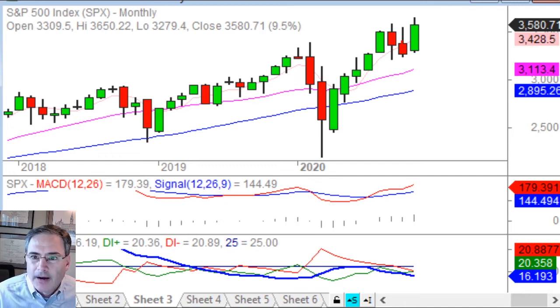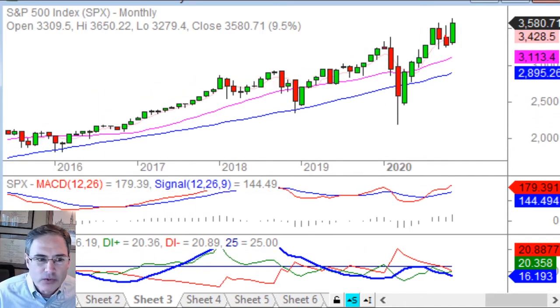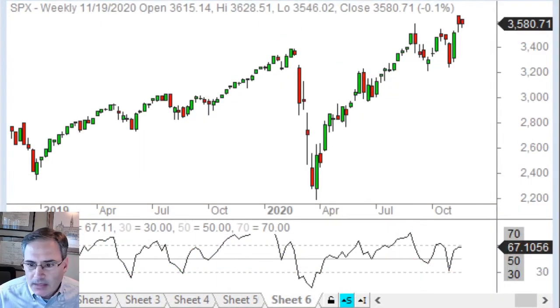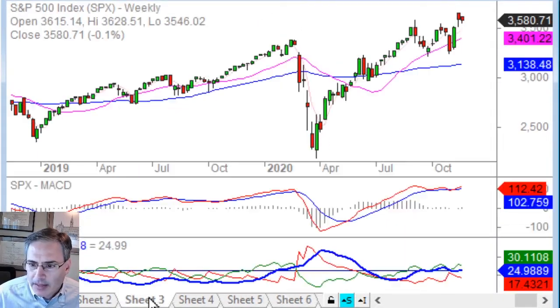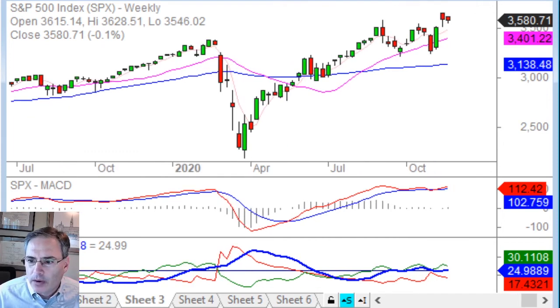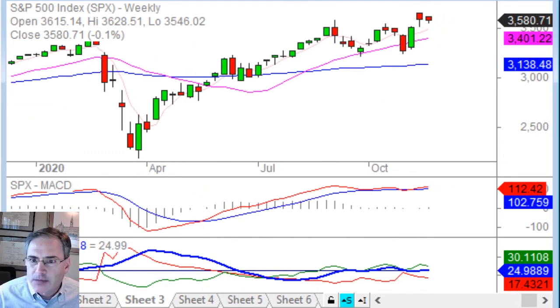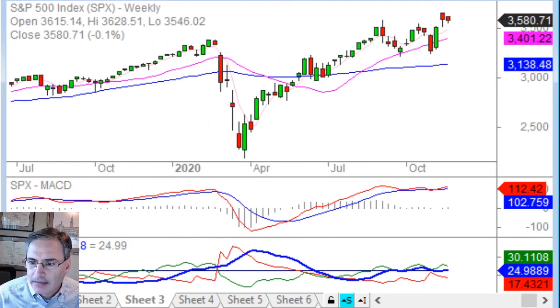Let's go ahead and switch to the weekly, because I wanted to point out that we're sitting on this breakout area. We came down to 3,500 last week, and it basically held the breakout area, which I consider to be the short-term breakout area, around 3,500.